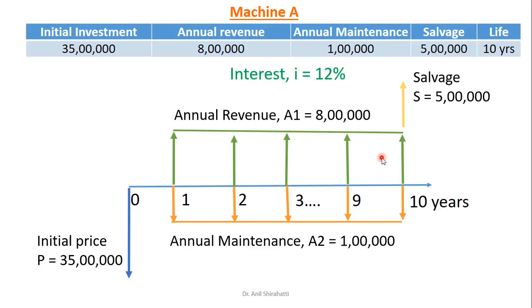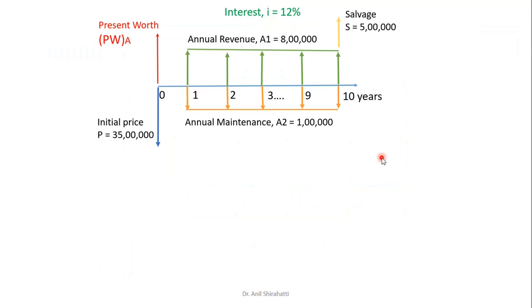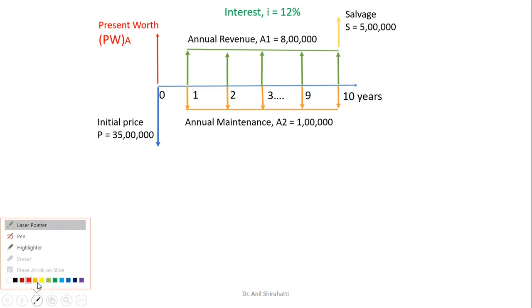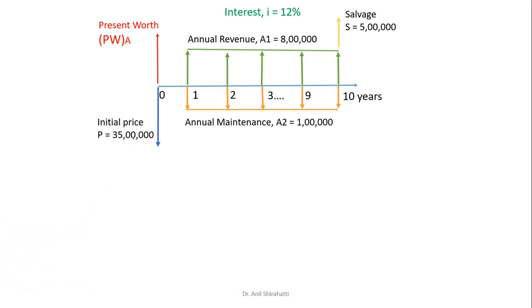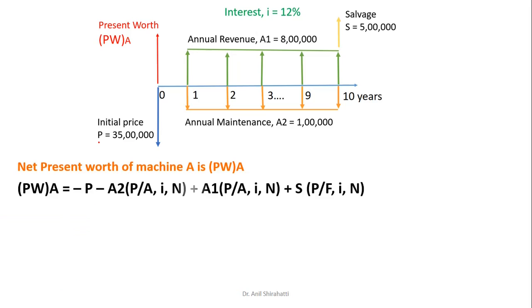The rate of interest is 12%, and I have to find the present worth of this series. So let's start and find the present worth of the series. So if you see here, let's start one by one. Let me denote it by PWA.